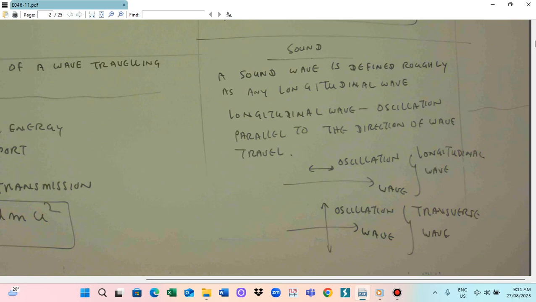So here the wave and the oscillation are parallel, so this is the longitudinal wave. Usually in the longitudinal wave, the wave direction and the oscillations are parallel. So this is the longitudinal wave.